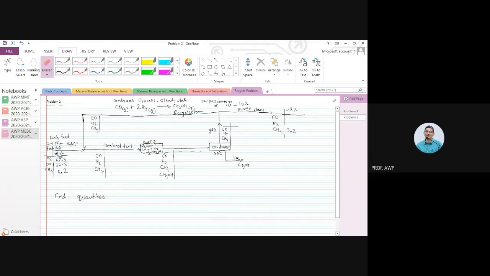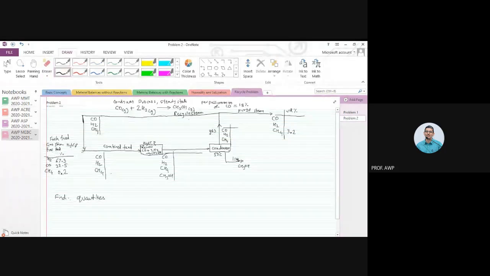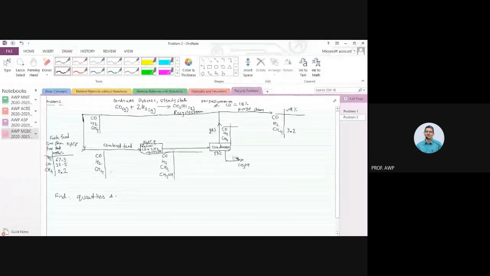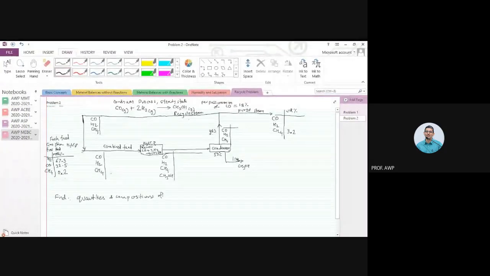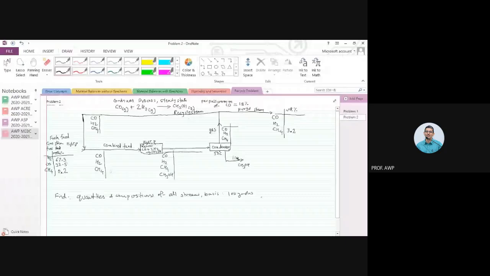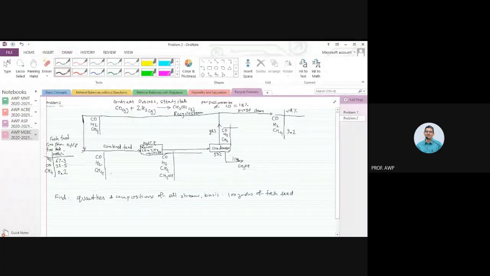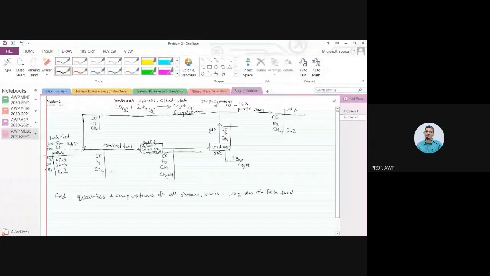Okay, it's a gas. Everything is in the gas stream. So mole percent and volume percent, they are same. So find out quantities and compositions of all streams, and basis you can take as 100 gram moles of fresh feed. If you like, 100 gram moles per second, per minute, per hour, whatever is your favorite time unit, because it's a steady state process.